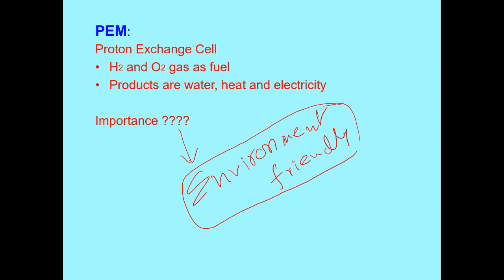This is environment friendly because in all other cases, like whatever I have mentioned, that is internal combustion engines, coal burning power plants, nuclear power plants, different kinds of harmful byproducts will be produced. But in this PEM or proton exchange cell, the byproducts we are getting are water and heat, and in some cases carbon dioxide will be generated, but it will not cause that kind of pollution. So basically these are environment friendly. So this is a big improvement, or you can say this is a big achievement also.